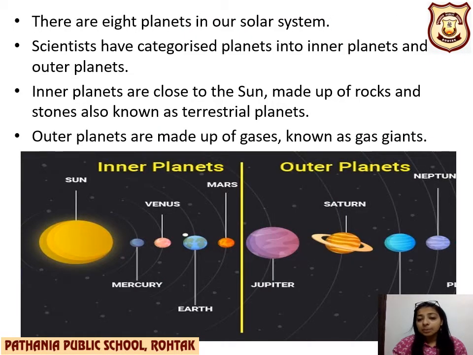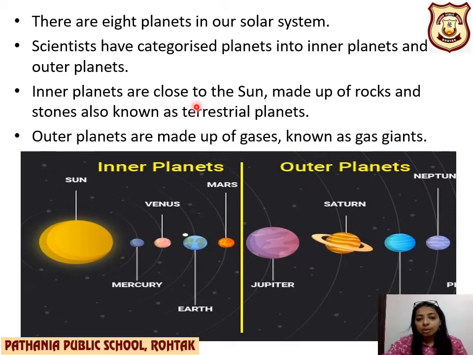There are 8 planets in our solar system. How many planets are there? 8. Scientists have categorized planets into inner planets and outer planets. नाम से ही पता चल रहा है. Inner means which are close to the sun. Outer means which are far from the sun.